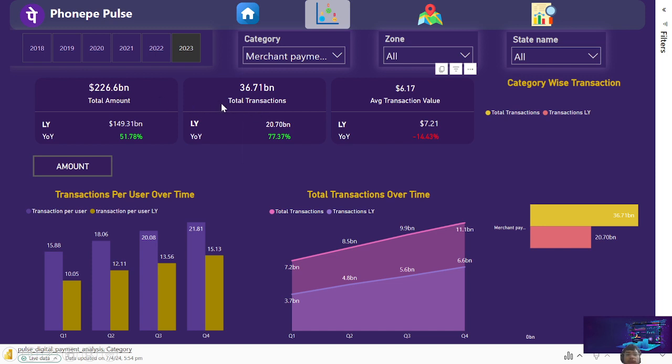We can also look at our total transactions. The growth is 77.37%, which is 36.71 billion, I mean, for 2023. The YoY growth for average transaction value has decreased by 14.43%, which is so obvious because the total transactions have increased by 77.37%, but the total amount has only increased by 51.78%. So this is normal.